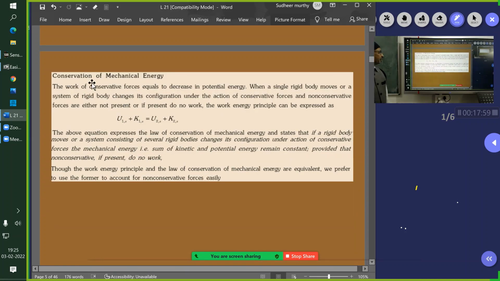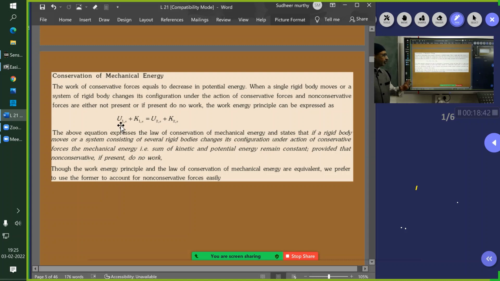So, conservation of mechanical energy. Whenever conservation comes, you see the conservative forces have to be taken into consideration. The work of conservative forces equals the decrease in potential energy. This is a well-known fact. When a single body moves or a system of rigid bodies changes its configuration under the action of conservative forces, and non-conservative forces are either not present or, if present, do no work, the work energy principle can be stated as so and so. That means potential energy exists only because of the conservative forces. Keep this in mind.